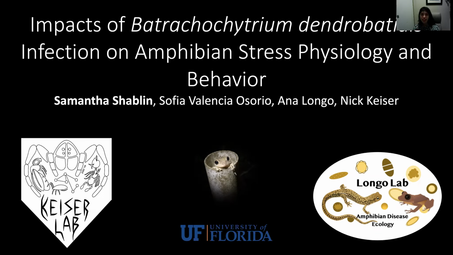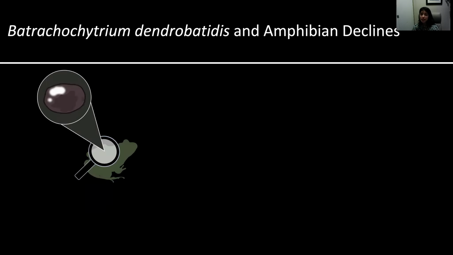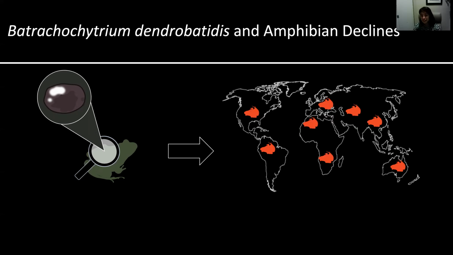Today I'm going to be talking about some of my research on the impacts of Batrachochytrium dendrobatidis infection on amphibian stress physiology and behavior. In recent decades, amphibians have been declining worldwide, and one of the factors implicated in these declines is Batrachochytrium dendrobatidis, a fungal pathogen also known as BD that infects the skin of amphibians, which leads to osmotic issues that can result in cardiac failure and ultimately death.